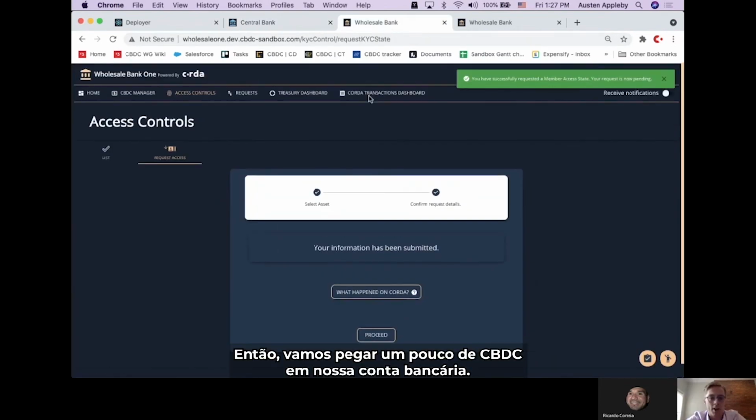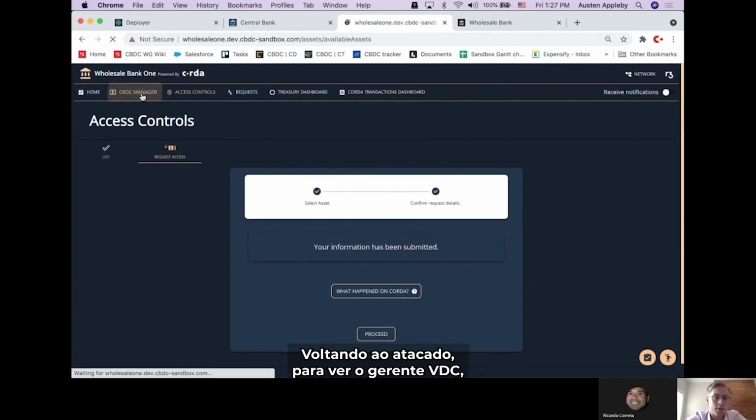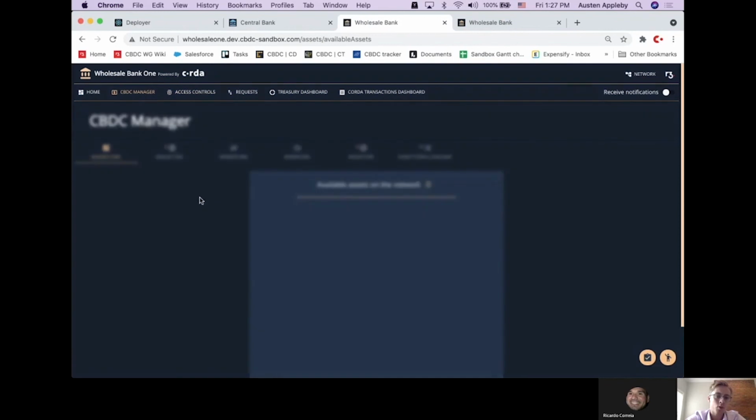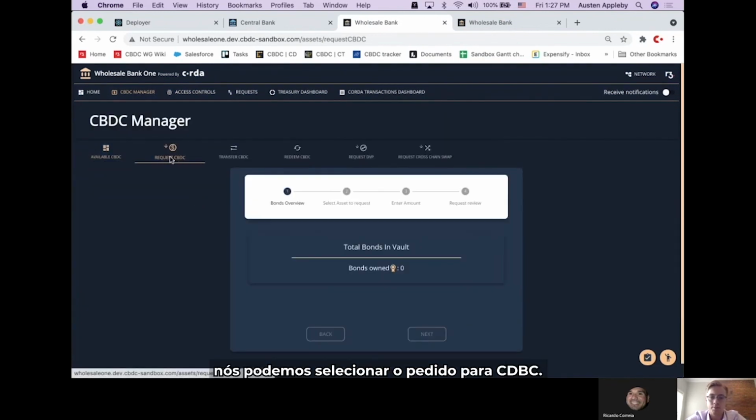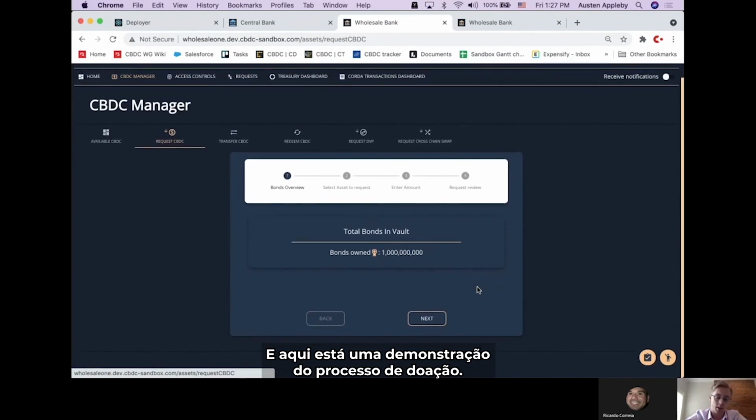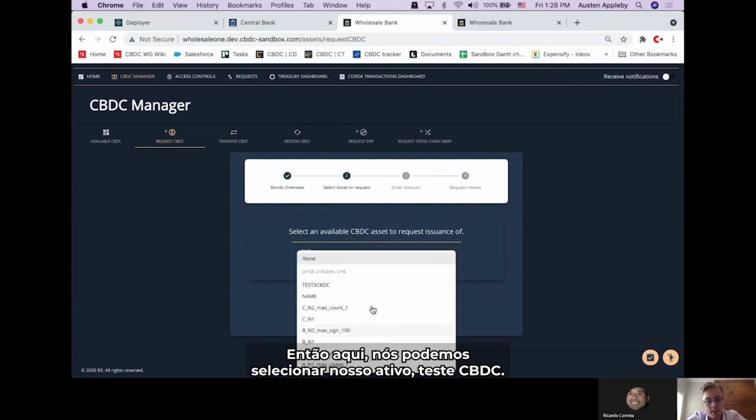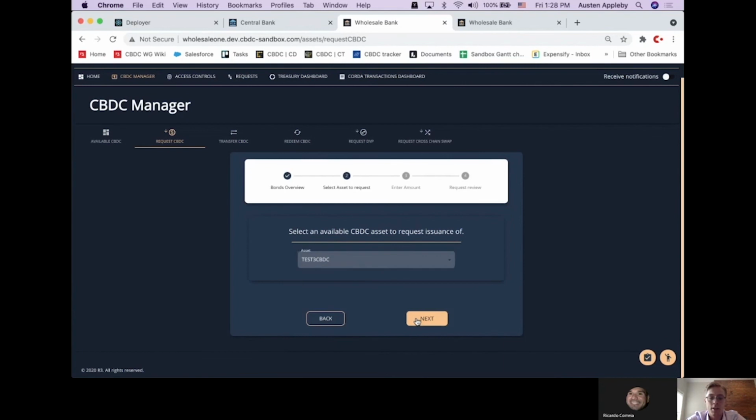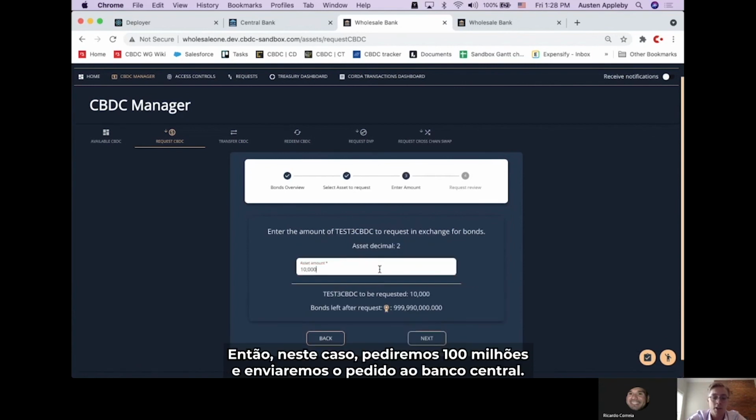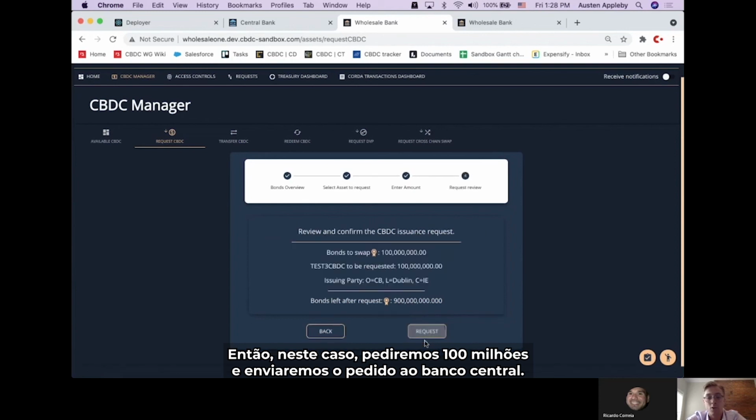So let's get some CBDC in our bank account. Going back to wholesale 1, then to CBDC manager, we can select request CBDC. And here's a demonstration of the pledging process. So as you can see, we have $1 billion in bonds here. And it's important to note that we're using bonds as collateral for the simulation. However, any high quality liquid asset or even central bank reserves could be used in a transaction like this, and that functionality is being added in the future. So here we can select our asset, test CBDC, next, and decide how much we want. So in this case, we'll ask for 100 million and send the request through to the central bank.